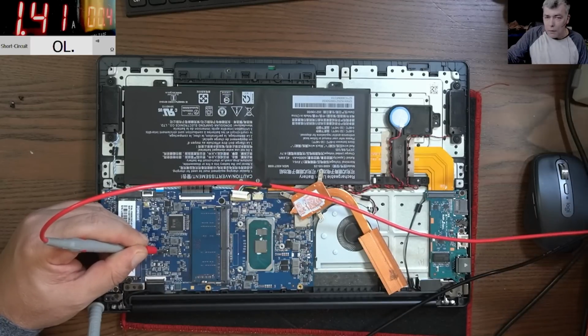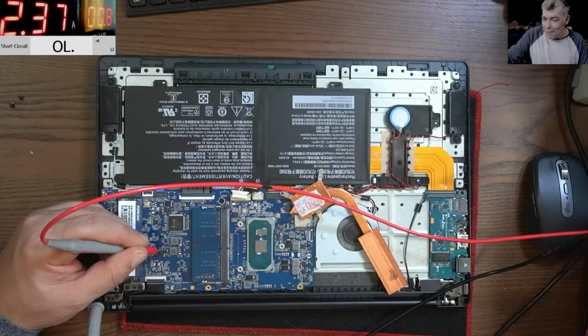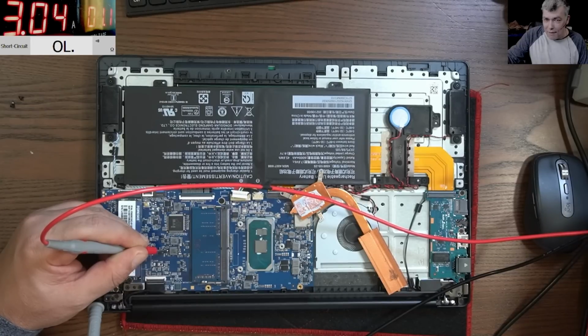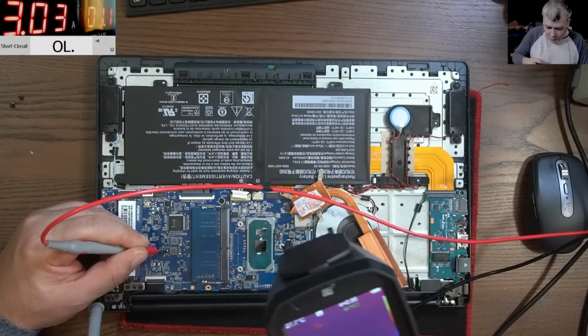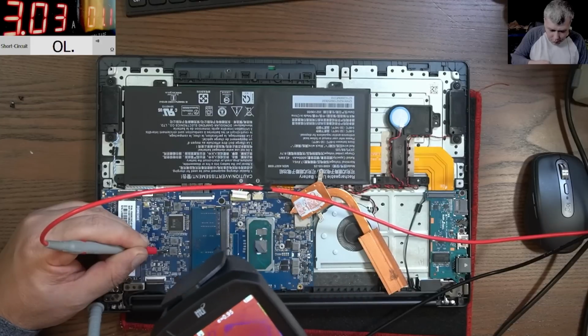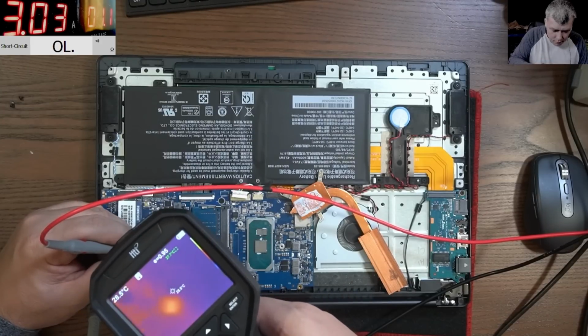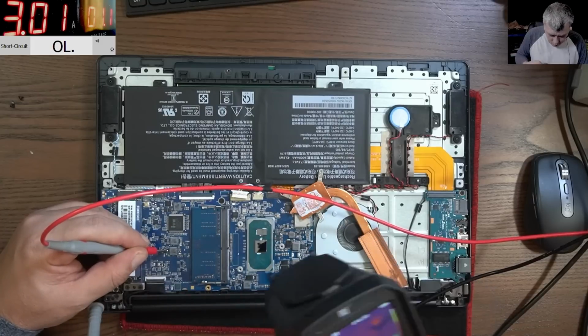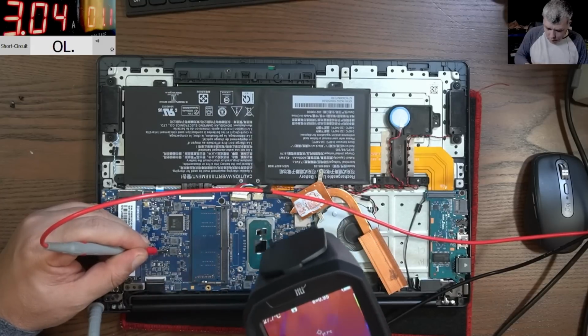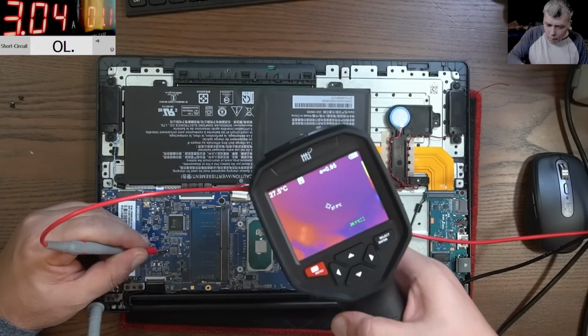Wait. Let's raise the current. 3 amps. Let's push 3 amps. 3 amps, 1.1 volt. It's not the chipset. That's sick. It's something else. It's the coil. What is there?